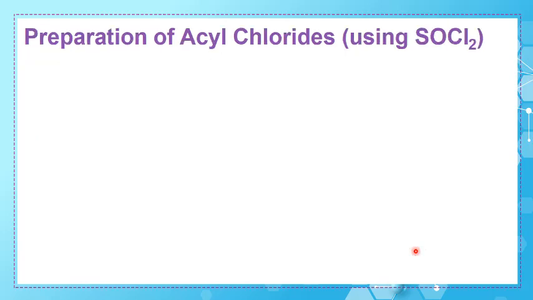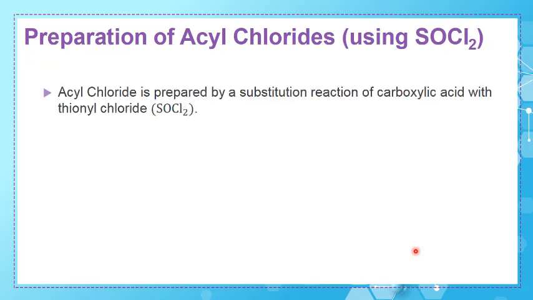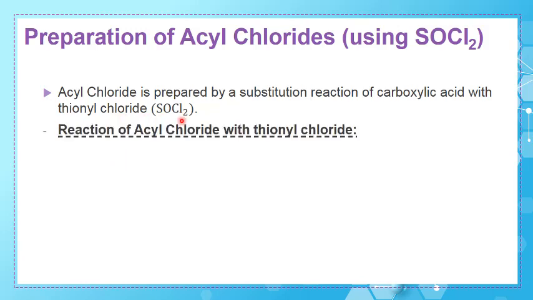The second method to prepare acyl chloride is similar, but now we are using another substance called thionyl chloride, SOCl2. Here is the general equation. Here is the carboxylic acid. Here is thionyl chloride. As you can see, the OH of carboxylic acid is replaced by Cl, and two other products, which are SO2 and HCl, are obtained.